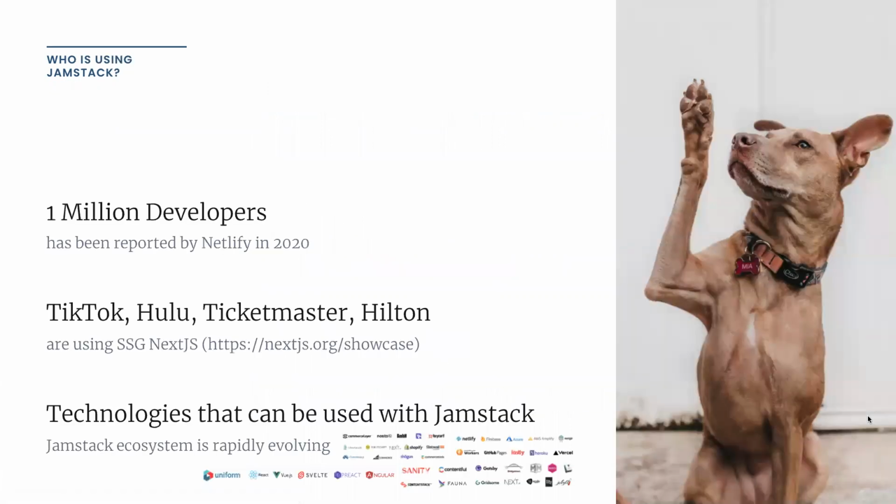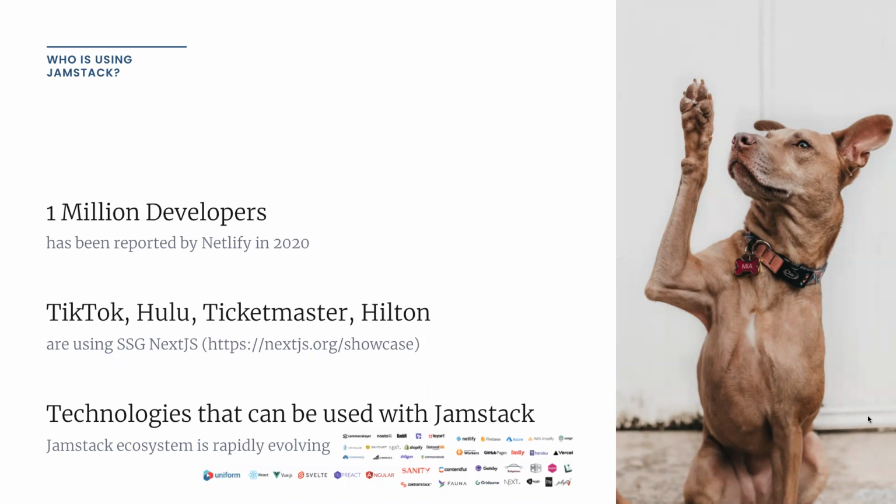So you might also ask a question, well, who's using Jamstack? It's just people talking about it, but who really uses it? Netlify has registered and reported about 1 million developers in, I think, November 2020. And the big, large organizations that have adopted this architectural approach are companies such as TikTok, Hulu, Ticketmaster, Hilton, and the page at nextjs.org/showcase has a big list of companies and pretty big brands that are using it. One of the most popular static site generators that's built on top of the React framework is Next.js. And that is also what we'll be covering a bit today.